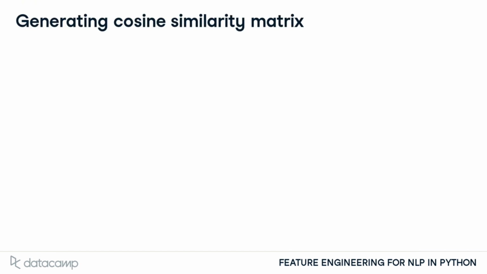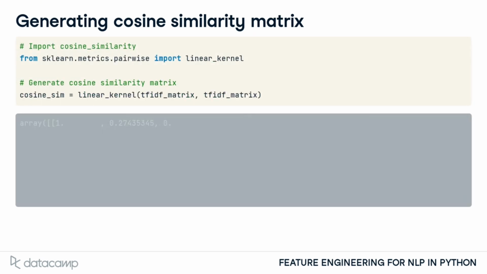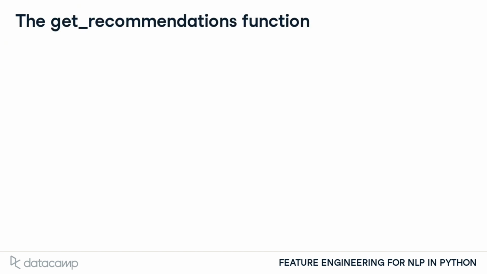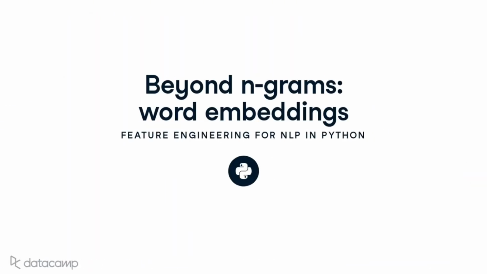Let us replace the cosine similarity function with linear kernel. As you can see, the output remains the same, but it takes significantly lesser time to compute. The recommender function and the indices series described earlier will be built in the exercises. You can use this function to generate recommendations using the cosine similarity matrix.